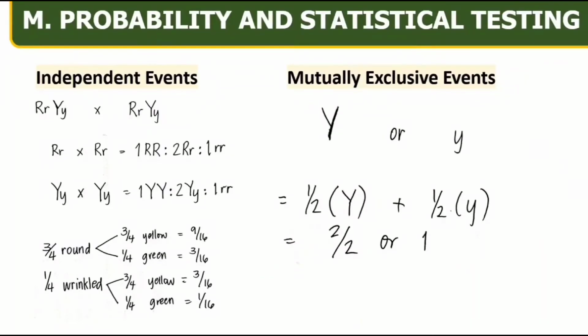Ano ba yung tinatawag natin na independent events? So, these are events that occur independently of each other. Sa independent events, yung occurrence ng event na yon does not interfere with the occurrence of the other. So, it occurs independently of the other event. Yun yung tinatawag na independent events. And to get the probability of independent events, we get the product of their separate probabilities or their individual probabilities.